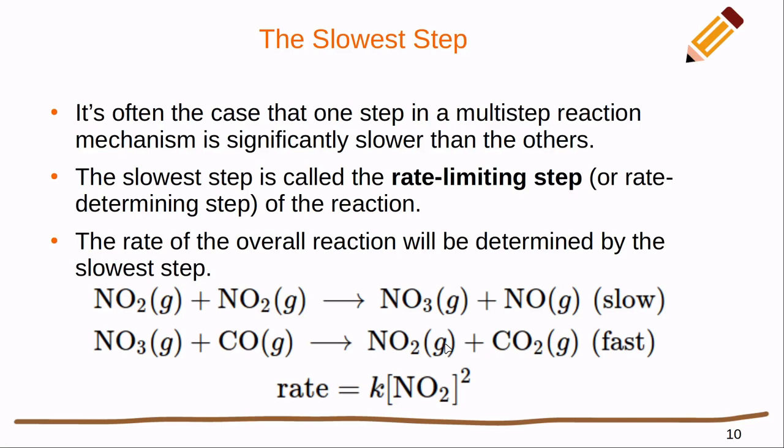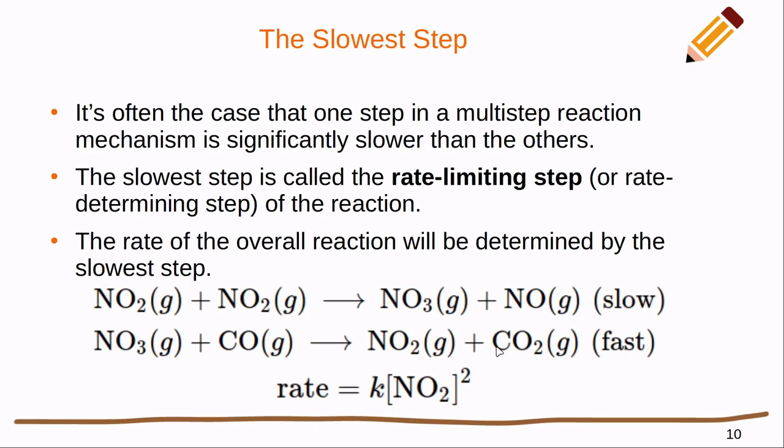Let's talk about what's going to happen when that's not true. Okay? When that's not true, what we need to start thinking about is which is the slowest step. Okay? It's often the case that one step in a multi-step reaction mechanism is significantly slower than the others. The slowest step is called the rate limiting step, or rate determining step of the reaction. The rate of the overall reaction will be determined by the slowest step.